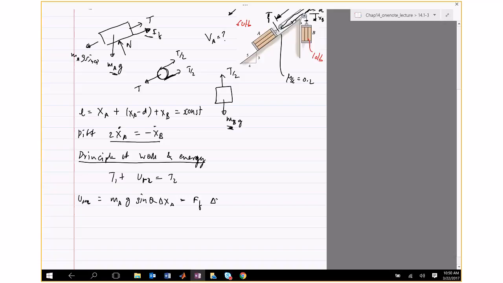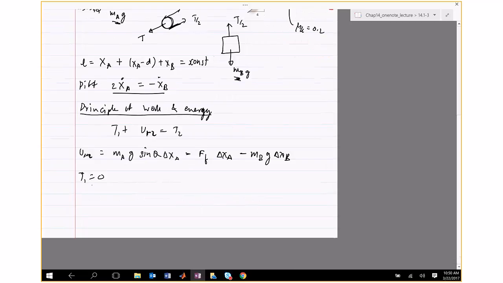delta xA. Okay. Then the mass mB, it moves upwards, but mBg acts downwards. So the net work done is negative because displacement is opposite to the direction of force. So it's minus mBg times delta xB. The initial energy, T1, is zero, starting from rest. T2 is the final energy. So this thing has final kinetic energy. Both of these masses will have a velocity. Okay, so what I have here is I've got all the things here.